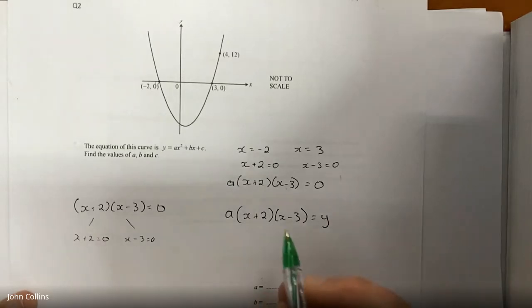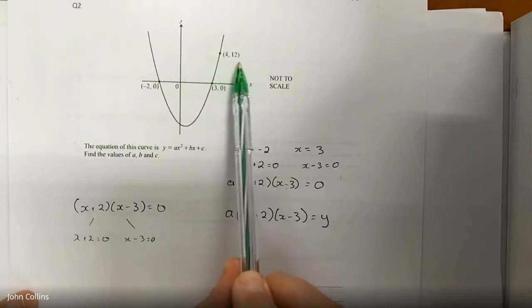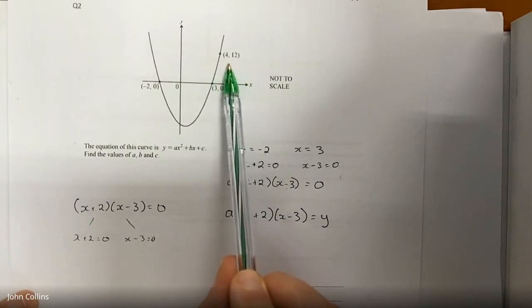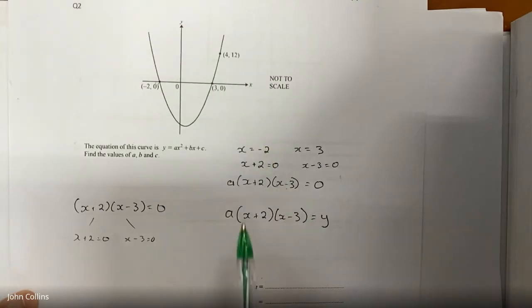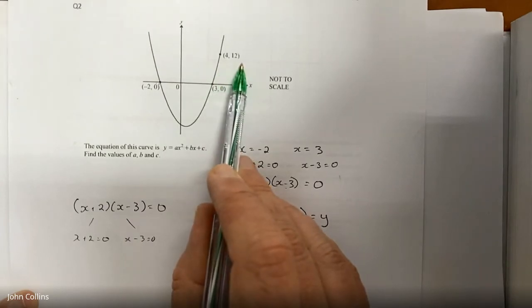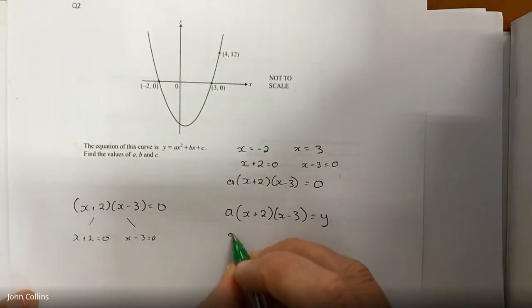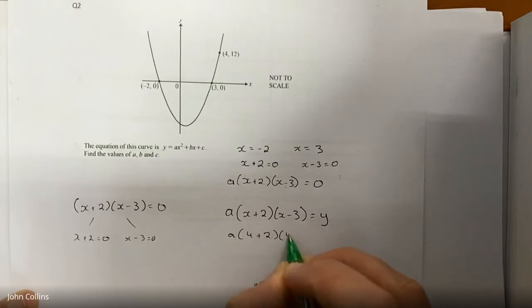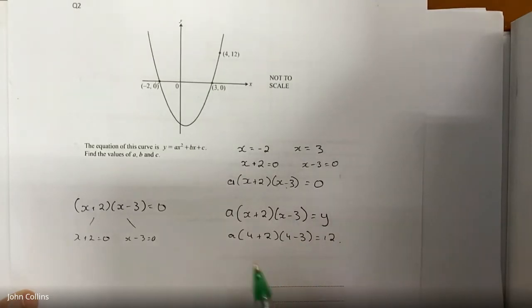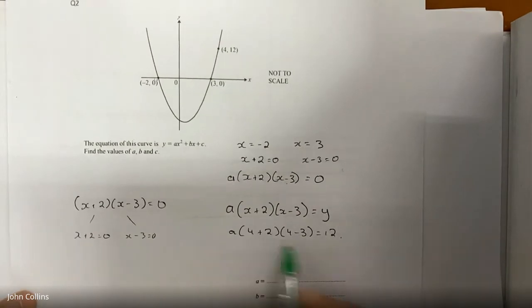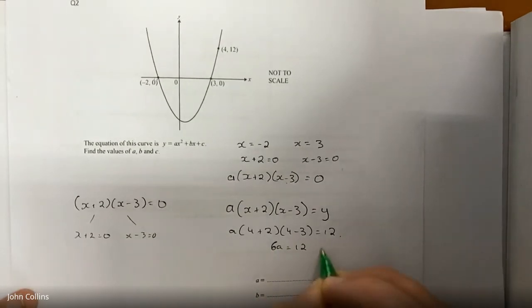Okay. So we must refer back to the diagram for further information. And we have this point. This point will help us find what a is, because we know that this point works. So let's use x is 4, y is 12. X is 4, so that's a times 4 plus 2 times 4 minus 3 is equal to 12. 4 plus 2 is 6. 6 times 1 is still 6. So 6 a's are equal to 12. So a must be 2. So that's something we've got. A is 2.